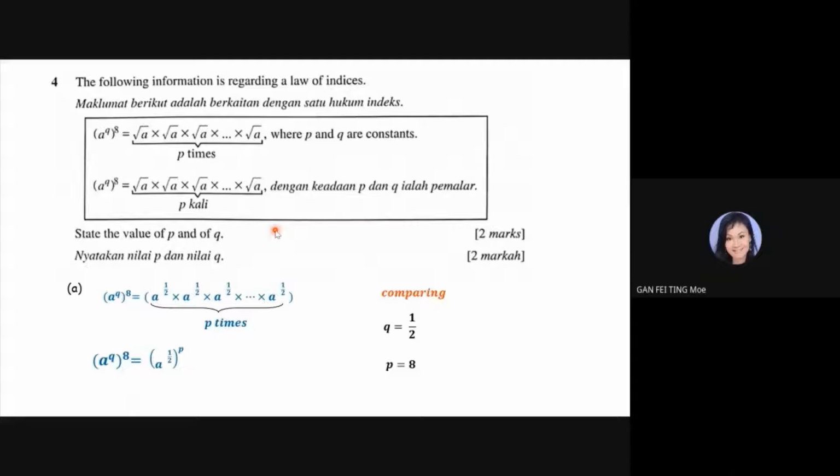This is what happened to last year's candidate. They were lost. They do not know what to do because of too much tension. So one thing that you have to bear in mind, when you get into the hall, you cannot be tense. Relax. Tarik nafas, hembus nafas, okay? Don't go and keep on wanting to learn new things.